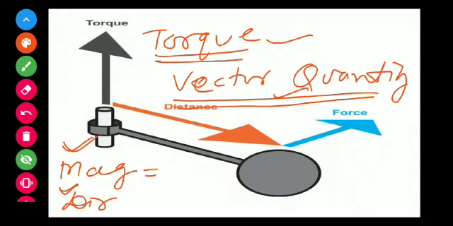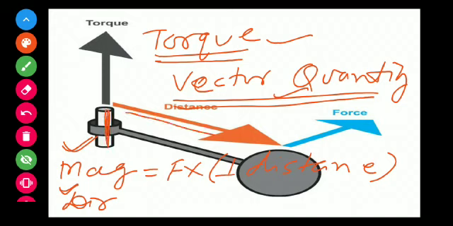Magnitude of torque is force into perpendicular distance. This is the magnitude of force, and this is the perpendicular distance from the axis of rotation. In this case, this is the perpendicular distance because the force is perpendicular to this distance.